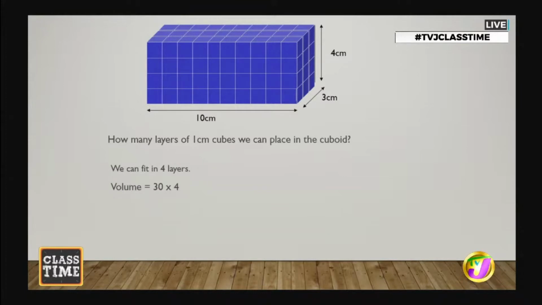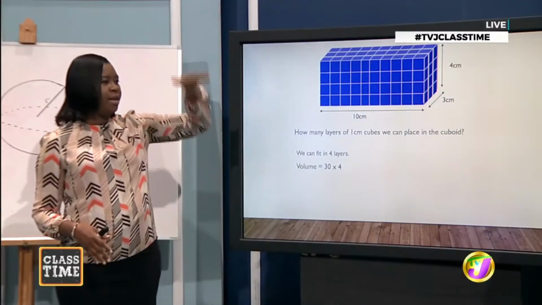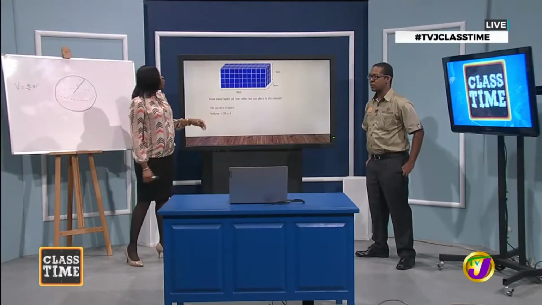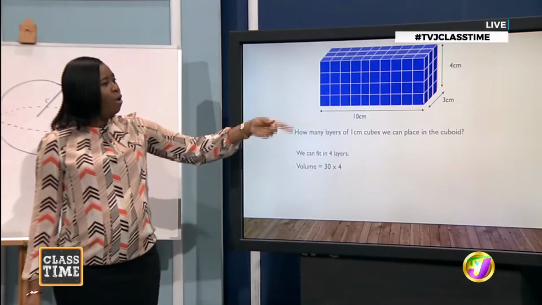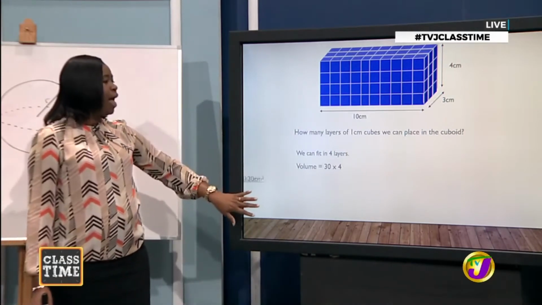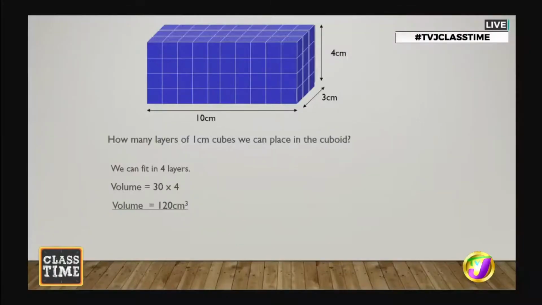So now we use the area of the cross-section. Since we know the area of one layer of the cross-section, we can find the total volume, which would be the 4 layers. So instead of counting up all the cubes that we're seeing here, we could simply multiply the area of the cross-section by 4. And that would give us 120 cubic centimeters. And that's how we write our volume, cubic centimeters.